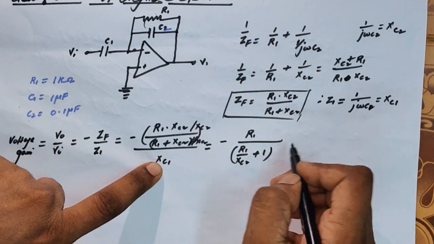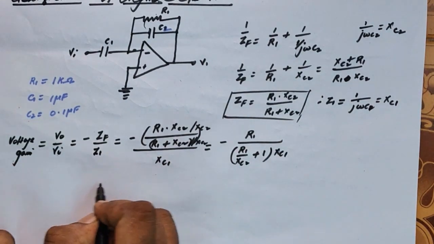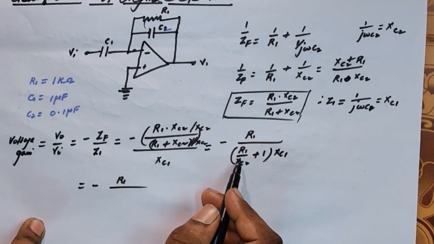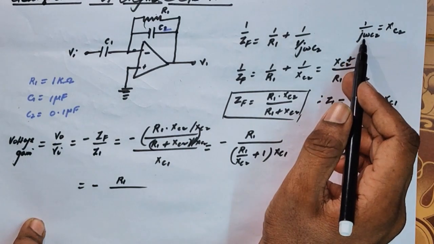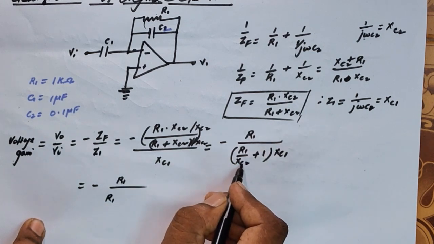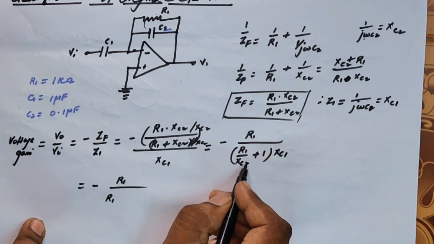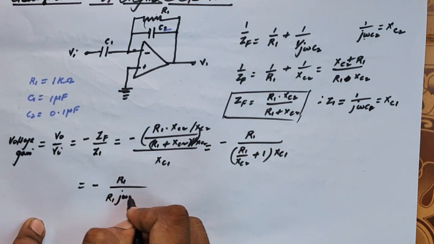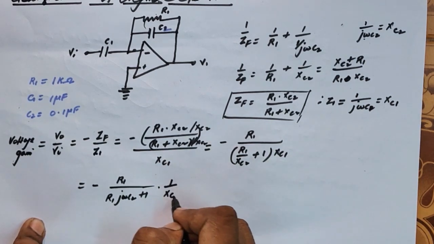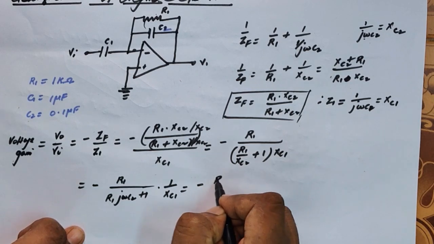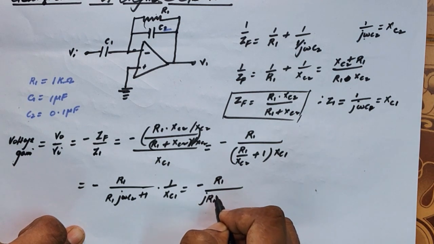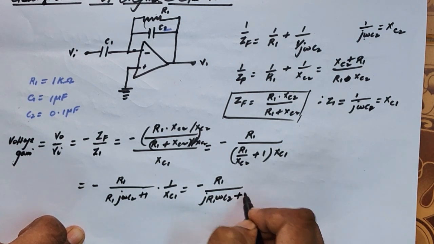Here it is divided by XC1, so you can write it as minus R1 divided by XC2. We know what XC2 is, that is equal to 1 by j omega C2. So here it will give R1 divided by 1 over j omega C2. It's a denominator over a fraction, so you can invert it, giving j omega C2 plus 1 times this 1 by XC1. One more step we can extend: minus R1 divided by j R1 omega C2 plus 1.